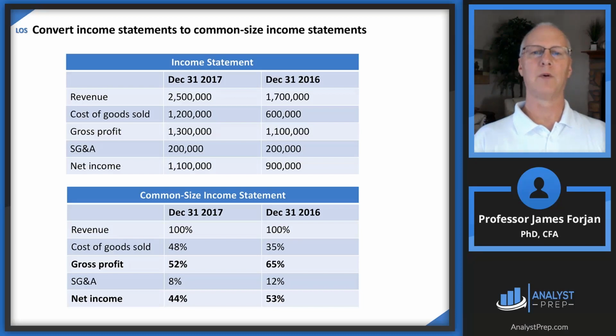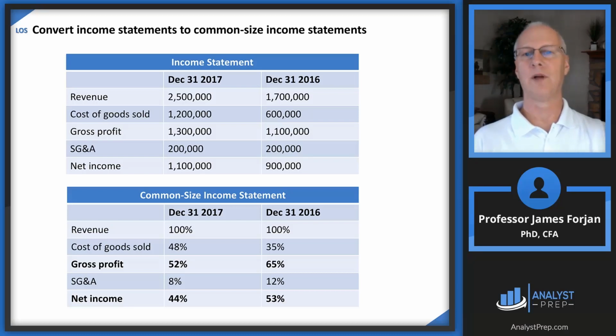So here's a good example. If we've got income statements for 2 years, we translate them into a common size income statement. Revenues at the top are always going to be 100%, and then we just do the division all the way down to the bottom, and we get the 44% for 2017. So we can say net income is 44% of revenue. Wow, and we can make a comparison against another company that we're trying to evaluate and do some relative value analysis.